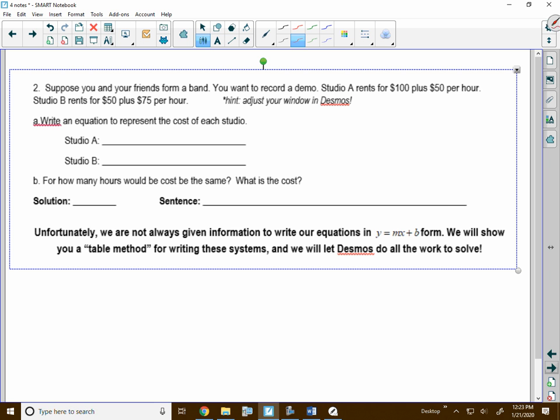So here, for Studio A, let's go ahead and do that one first. We'll have y equals, what's my slope? 50. Okay, so 50 times x plus 100. So x is the number of hours, y is total cost. I want you to see if you can write Studio B. So write the Studio B equation by yourself.